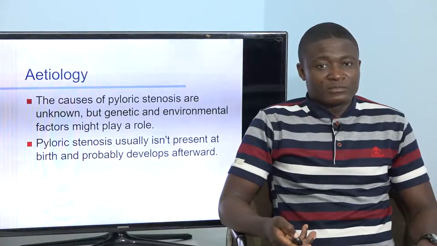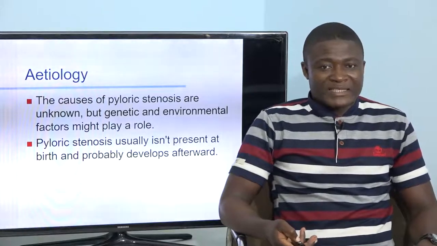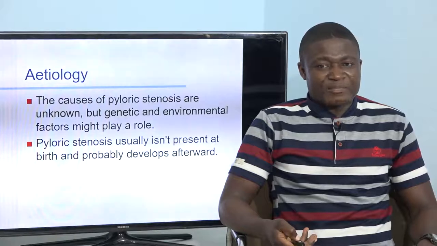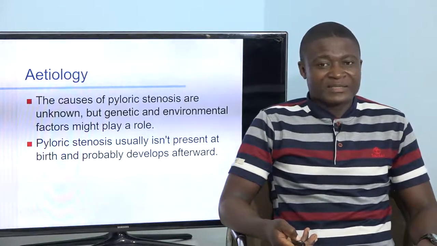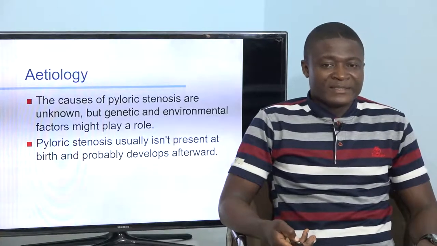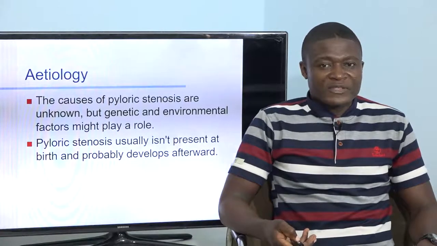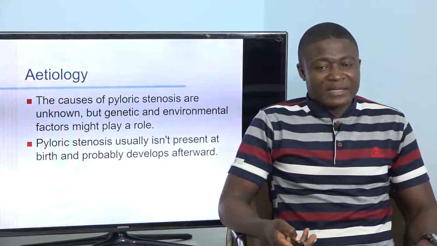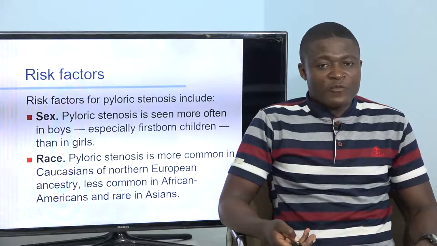Let's look at etiology. The causes of pyloric stenosis are unknown, but genetic and environmental factors might play a role. It is believed that genetic factors, in addition to certain environmental precipitants, play a role in the causation of pyloric stenosis. Pyloric stenosis usually isn't present at birth and probably develops afterwards. So let's look at the risk factors, or factors that predispose individuals to the development of pyloric stenosis.